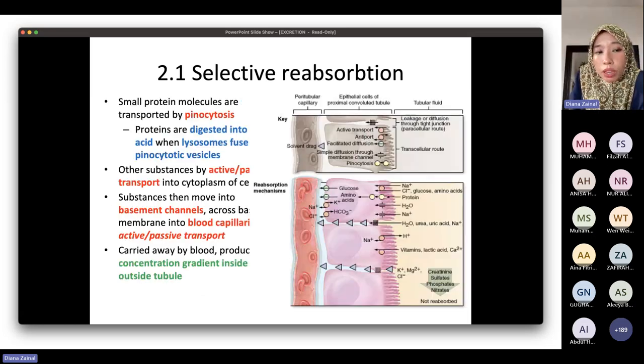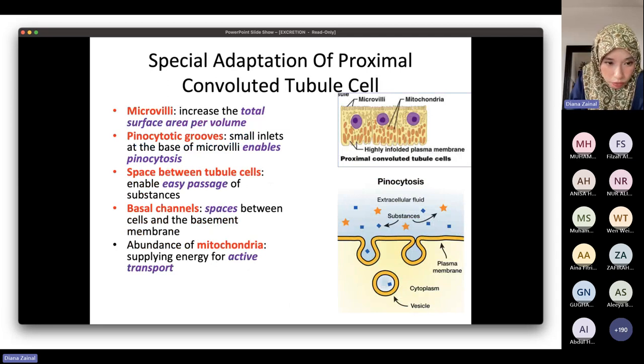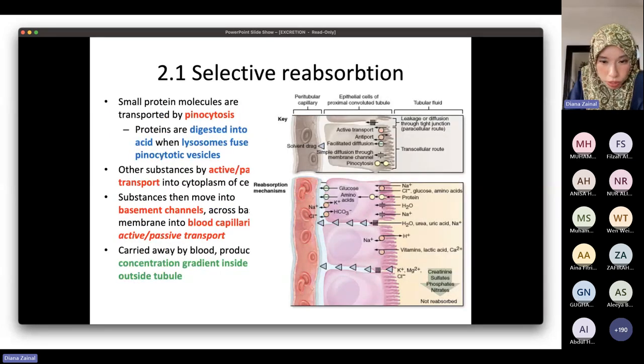Okay, and then we have the selective reabsorption. So the same thing, still selective reabsorption. Small protein molecules are transported by pinocytosis. They are digested into amino acid, and when the lysosome fuses with the pinocytotic vesicle, they're going to form the vesicle and then diffuse out from the cell. Other substances go by active or passive transport into the cytoplasm of the cell. Substances then move across the basement membrane into the blood capillary, through active or passive transport.